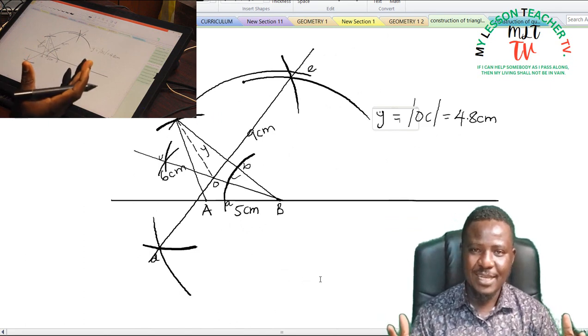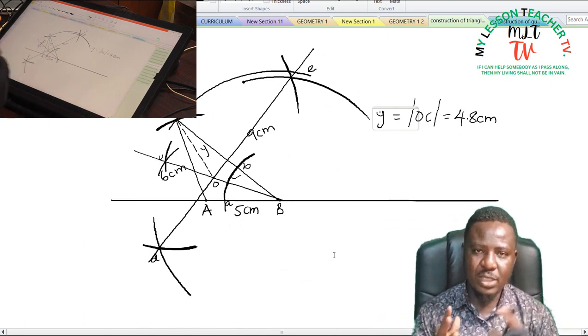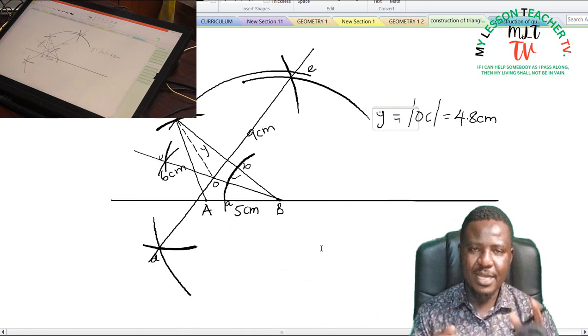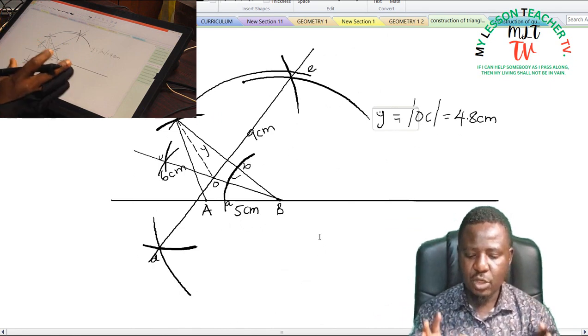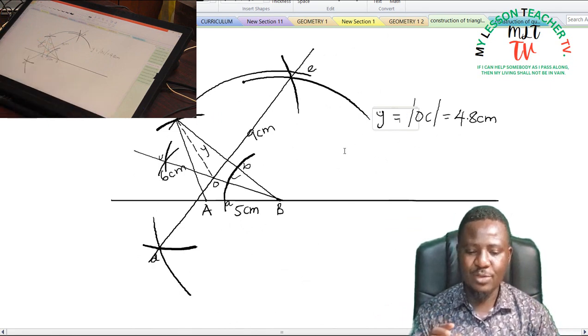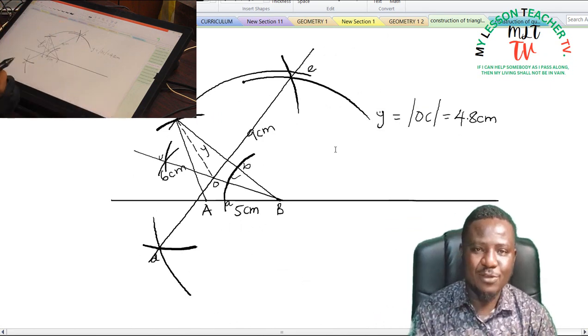Very simple, right? So just remember, always have a sketch of the problem. Thereafter, you then follow your sketch to construct your angles. That brings us to the end of today's class.